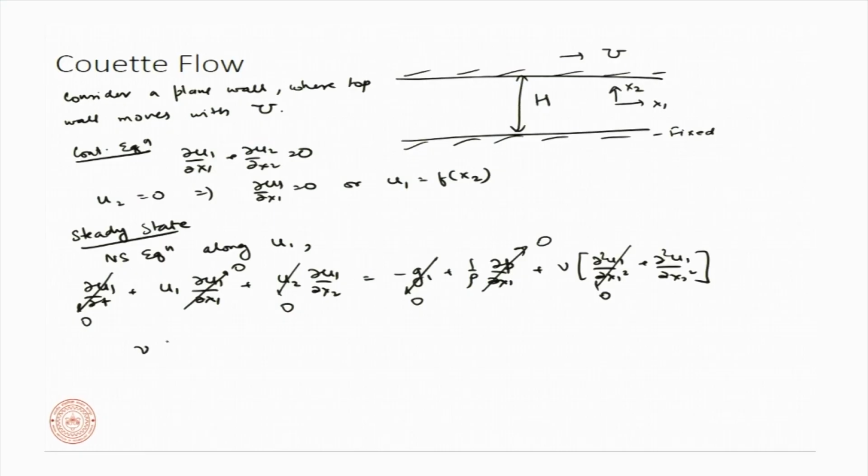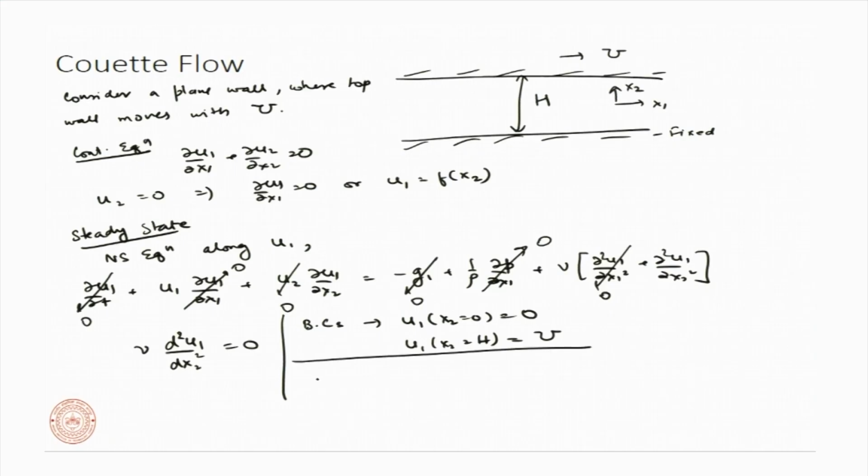So, the only thing that is left is nu del square u1, and instead of writing del, we can take the full derivative: d square u1 by dx2 square equals 0. So this is a second order derivative. We need two boundary conditions. So, our boundary conditions are that u1 at x2 equals 0 is 0, that is, the bottom wall is fixed and is a no slip condition, and u1 at x2 equals h is equal to capital U.